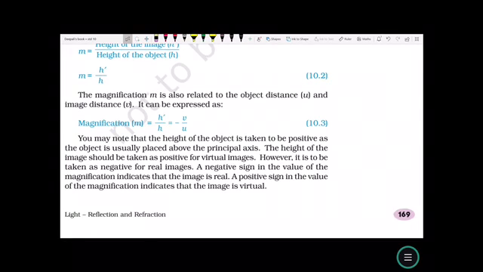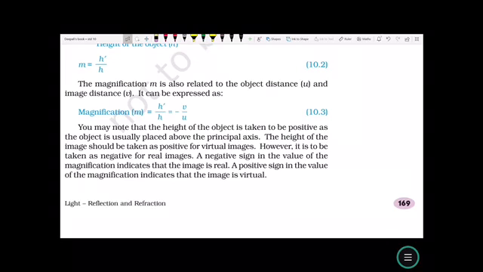The magnification m is also related to the object distance u and image distance v. It can be expressed as magnification m is equal to h prime upon h is equal to minus v by u. You may note that the height of the object is taken to be positive as the object is usually placed above the principal axis, and the height of the image should be taken as positive for a virtual image. Very important to understand.